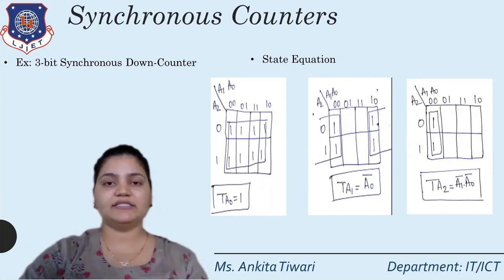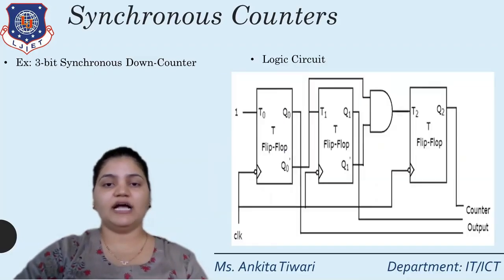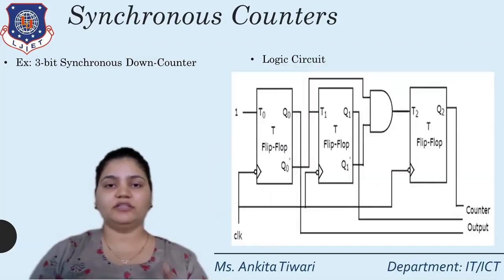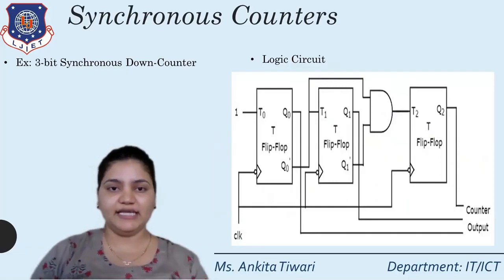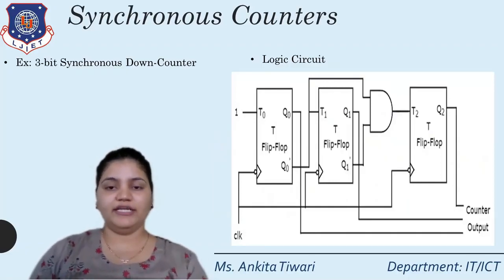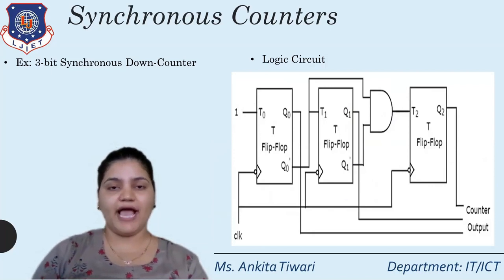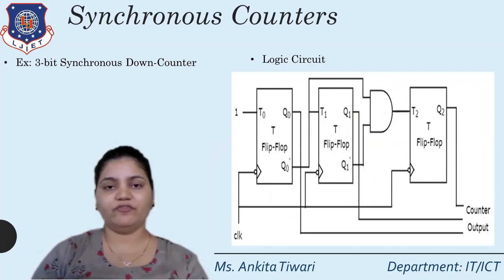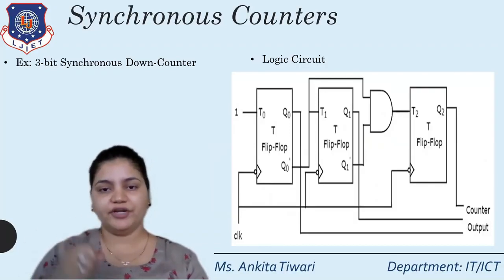So here the last logic circuit will include the 3 flip-flops, that is T0, T1 for the second flip-flop, and T2 for the third flip-flop. And we will find out the inputs. The inputs we have already found in the equations. We will just put them in the circuit. As we know, the T0 input we are getting as 1. So we'll put 1 as the input in T0.